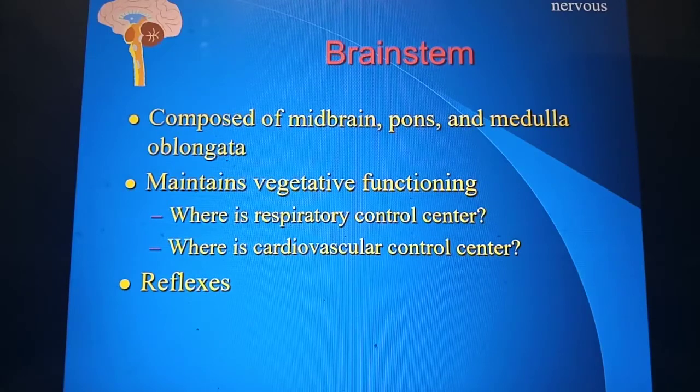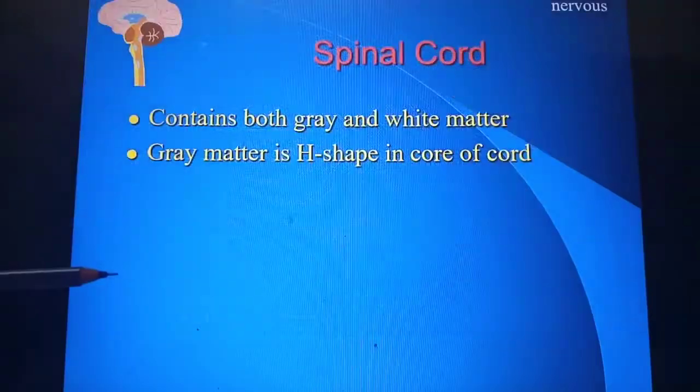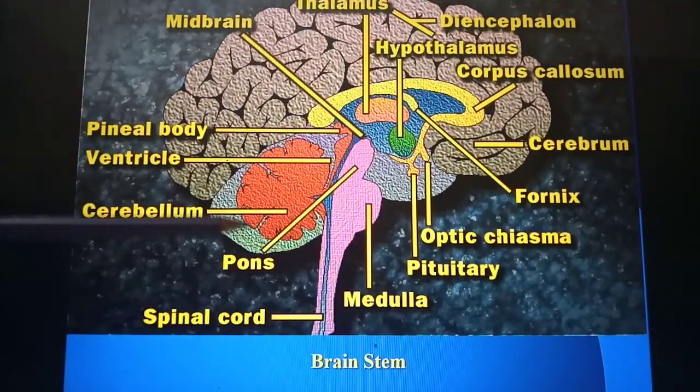Finally, we come to the brainstem. It consists of the pons, medulla oblongata, and midbrain. These control the various breathing centers and other centers. That is why a person who has an injury to the brainstem can become persistently vegetative, and they also control the reflexes. Again, the brainstem, the picture you can see.